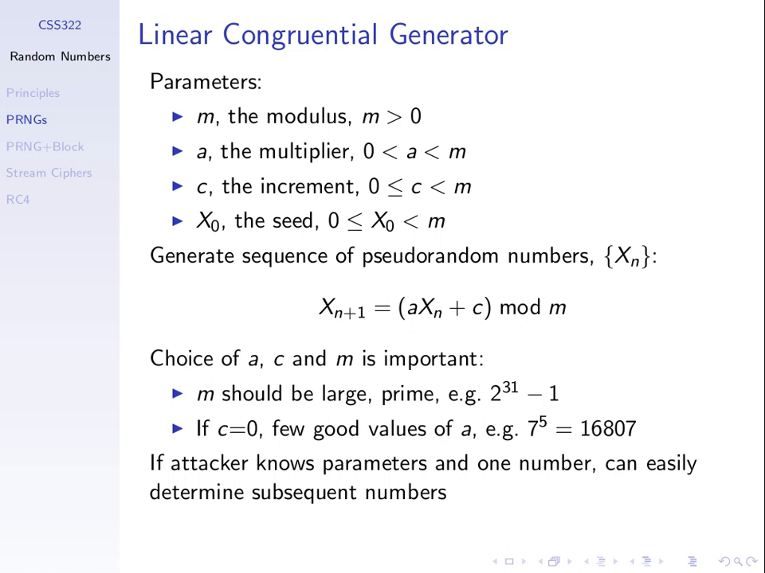X3. Let's write down the sequence. Once we get to 99, 100 mod 100, we'll wrap around to 0, and eventually we'll come back to 23, and then 23, 24, 25, 26, and so on. Does that look like a random sequence of numbers? No. Not a very good random number generator. Try some different values of a, c and m.